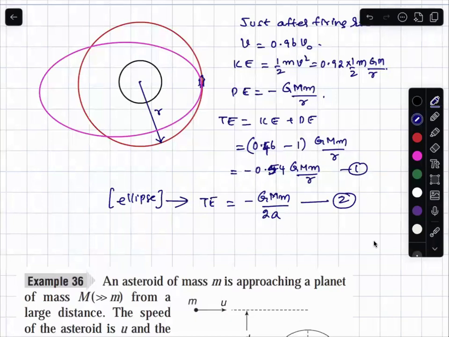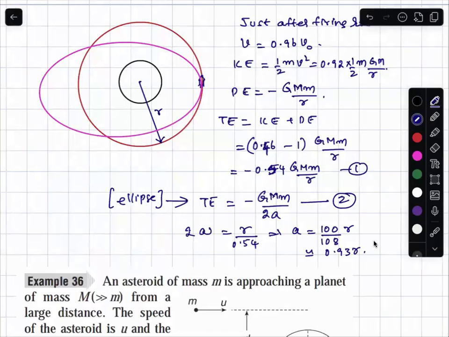So therefore, you will get a nearly as follows. What you do is 2a is equal to R by 0.54. So a will be 100 by 108 times R. That works out nearly 0.93 R. So first part of the question I have done. Any doubts, boys and girls?